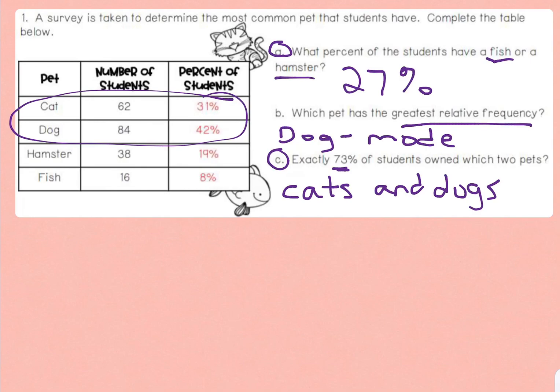So now you're going to be practicing working on relative frequency tables. Remember, the focus is finding the percent of the numbers given to you, and sometimes you'll be asked additional questions. Remember, there are several strategies to find a percent of a number, and you can always refer back to that previous video if you need to.